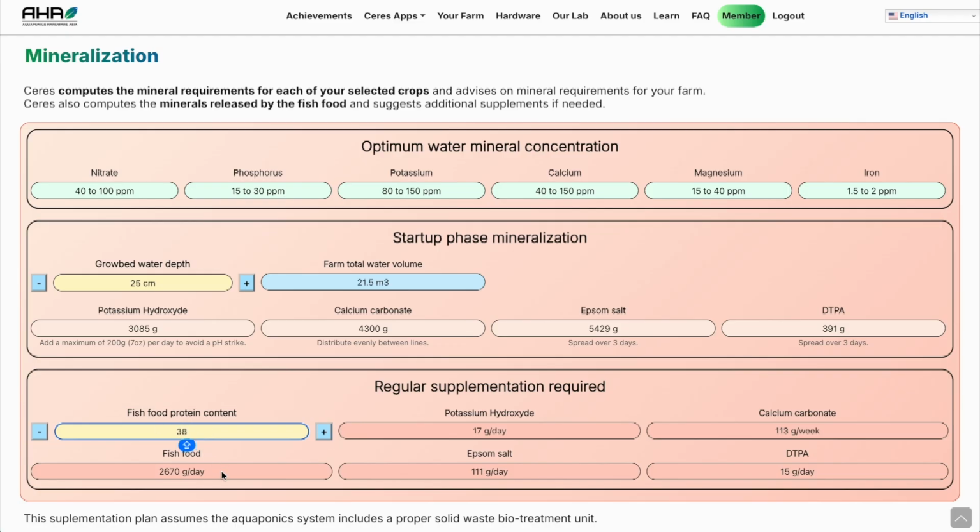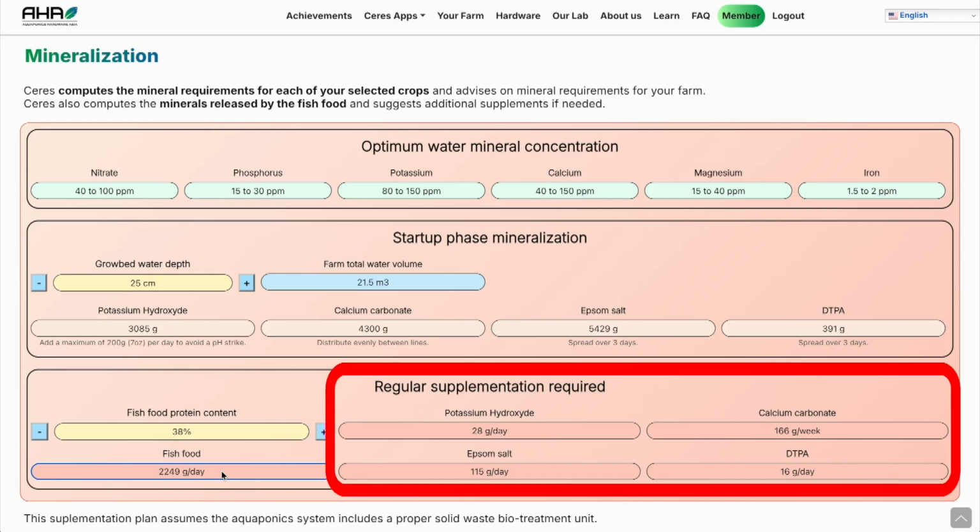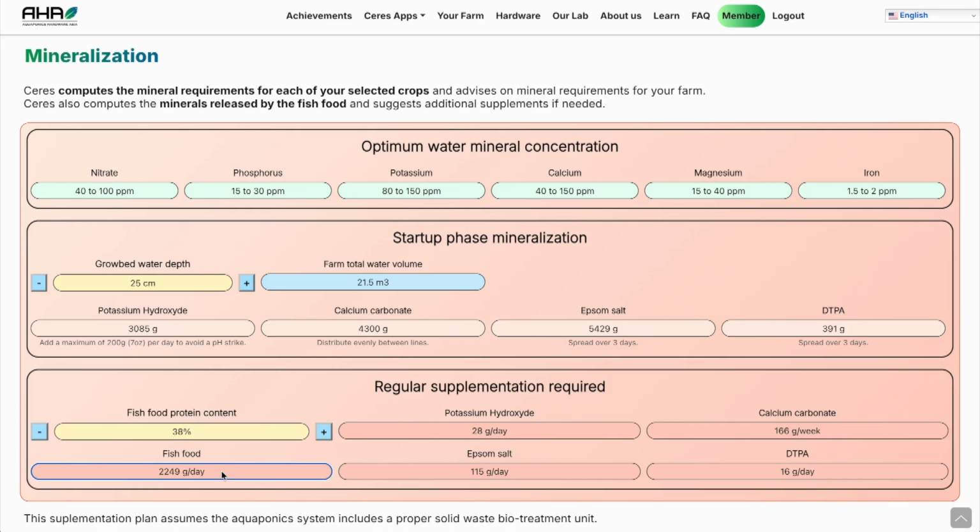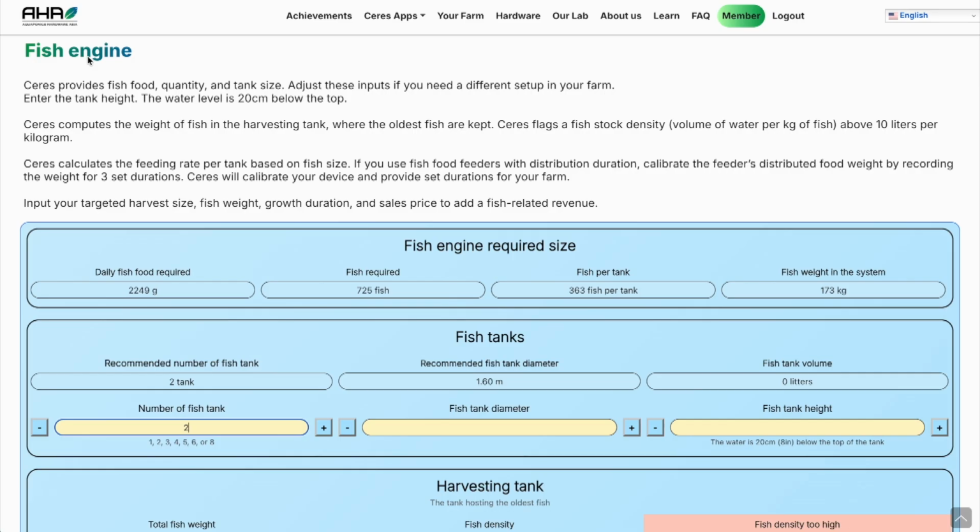Proteins are converted into nitrates that plants grow on, and the higher the fish food's protein content, the less fish food is required. We will need to feed our fish 2.3 kilograms daily. Ceres also advises us on the regular additional mineralization our farm will require. These are based on individual needs for each of the vegetables we selected. The next section designs our fish engine.